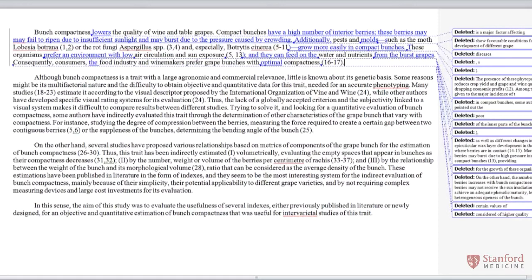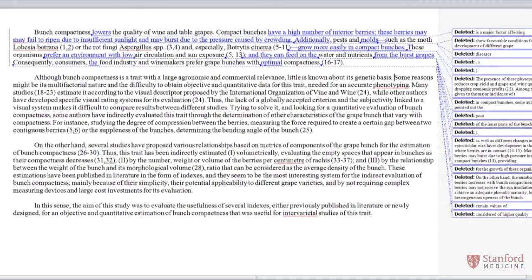Moving on to the second paragraph, this paragraph is about the fact that there's a lot of ways to measure bunch compactness. It's not standardized, and it's also sort of subjective because a lot of the measures are just kind of looking at it. So the first sentence here is a little bit misleading because the author talks about, well, little is known about its genetic basis. So when I'm reading that, I'm expecting the paragraph to be something about genetics, which it actually isn't. I think the idea here is just that it's hard to do studies on things like genetics because we don't have even a good way to measure this trait.